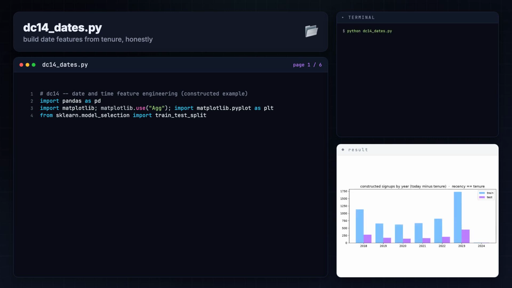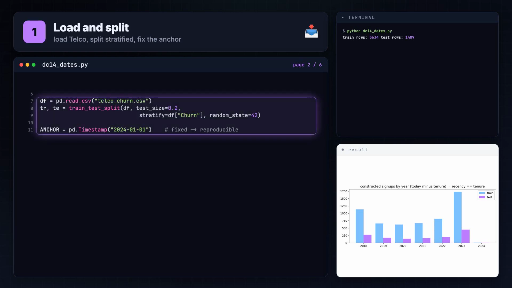Here's the program. We load Telco, split train and test first, stratified on churn, random state 42. Then build the date features. The anchor is a fixed timestamp, so the run reproduces. Load and split: 7043 rows, then a stratified 80-20 split on churn. We fix the anchor date once in code, so it never depends on the real clock.